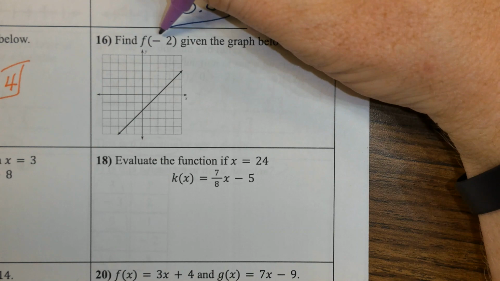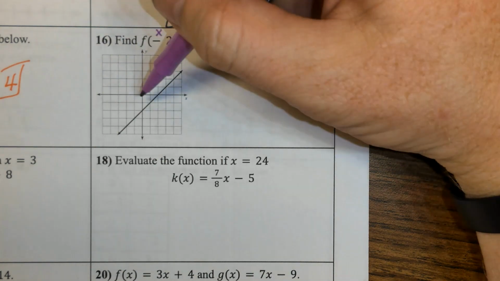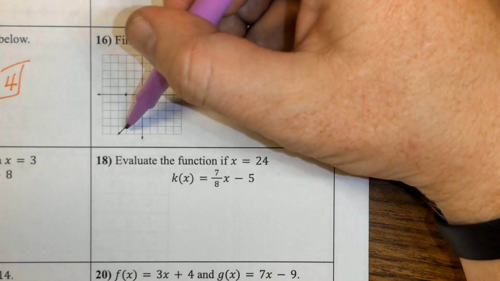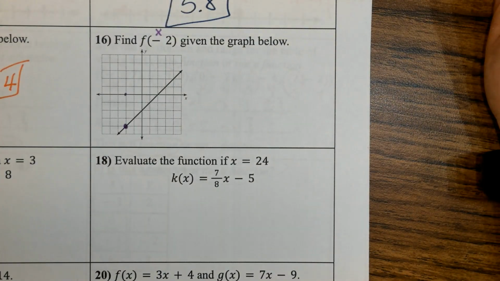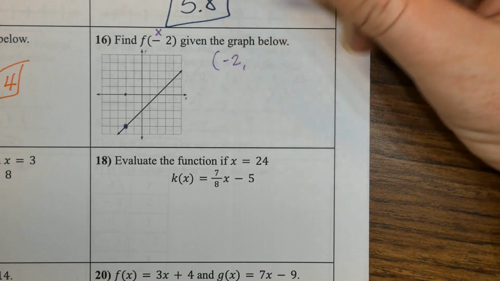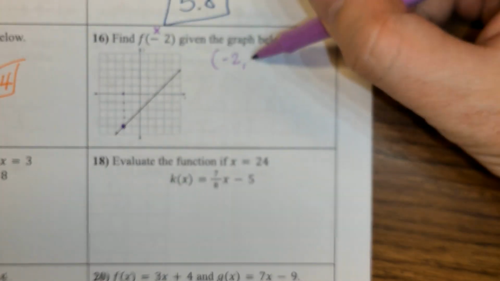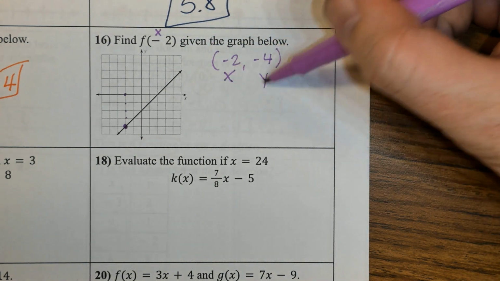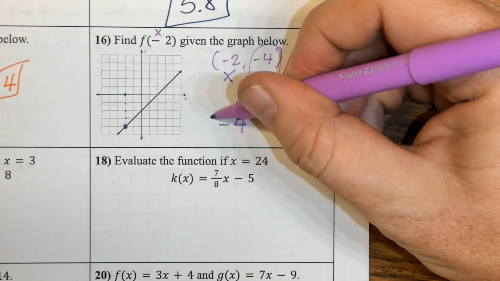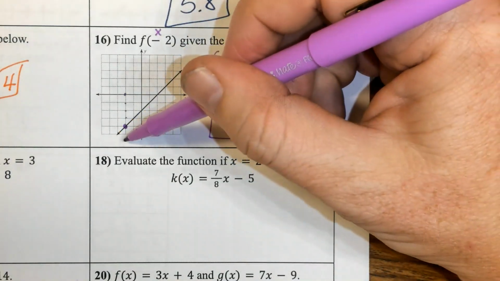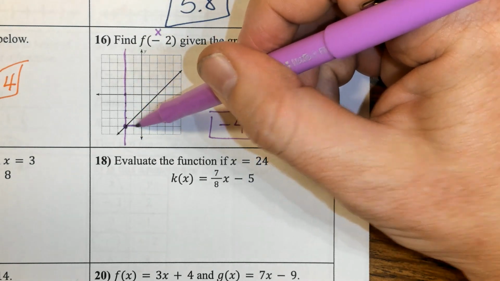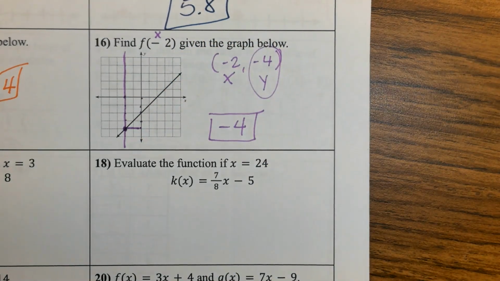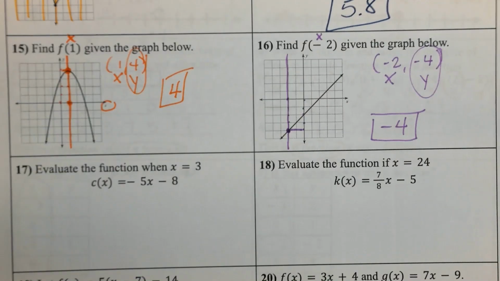So here, let's do that on 16. So find f of negative 2. So this is x, right? So if I go on x, I go negative 2, and I go down. Here's the point that it crosses, right? So if I wrote that, that'd be negative 2, and that's 1, 2, 3, 4. Negative 4. Okay, so if it gives me x, I'm asking for y. So negative 4 is my answer. Because if I do that, that's where it crosses. I go over. That's 1, 2, 3, negative 4. So either way you do it, you get the same answer. So whichever way is easier, do that. But those two are kind of the same.